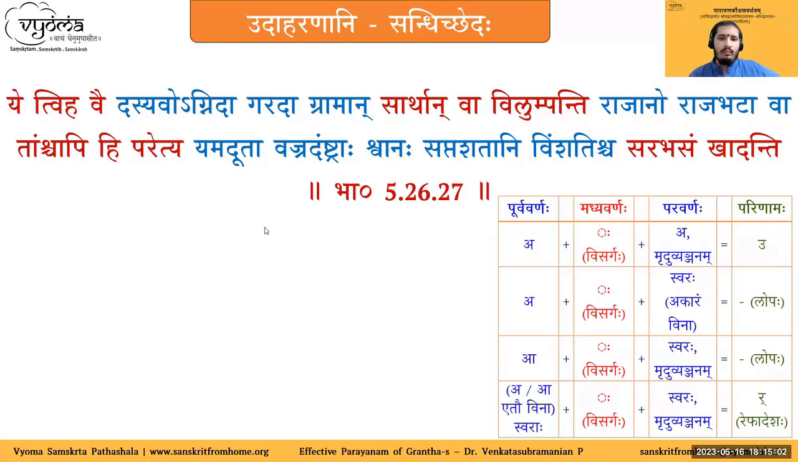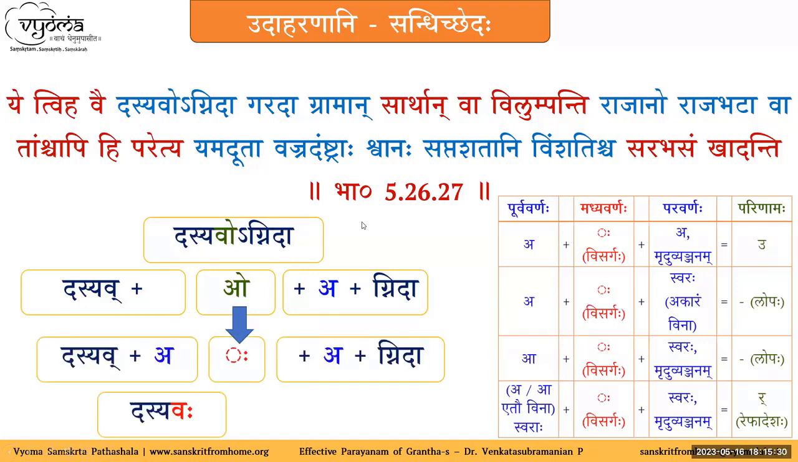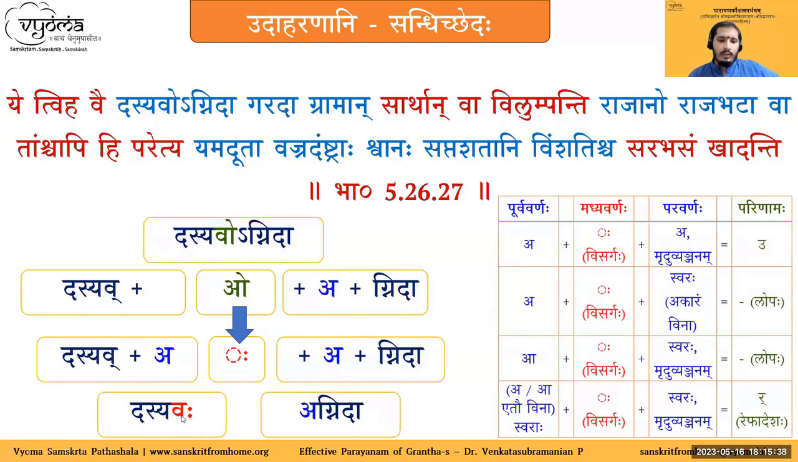Here, dasyavognida. I presume it is dasyavaha agnida. Thus, if it is so, then the purva varna is akaram, the madhya varna is visargam, the para varna is akaram. In this, dasyavaha, dasyava visargam agnida. So dasyavaha agnida.